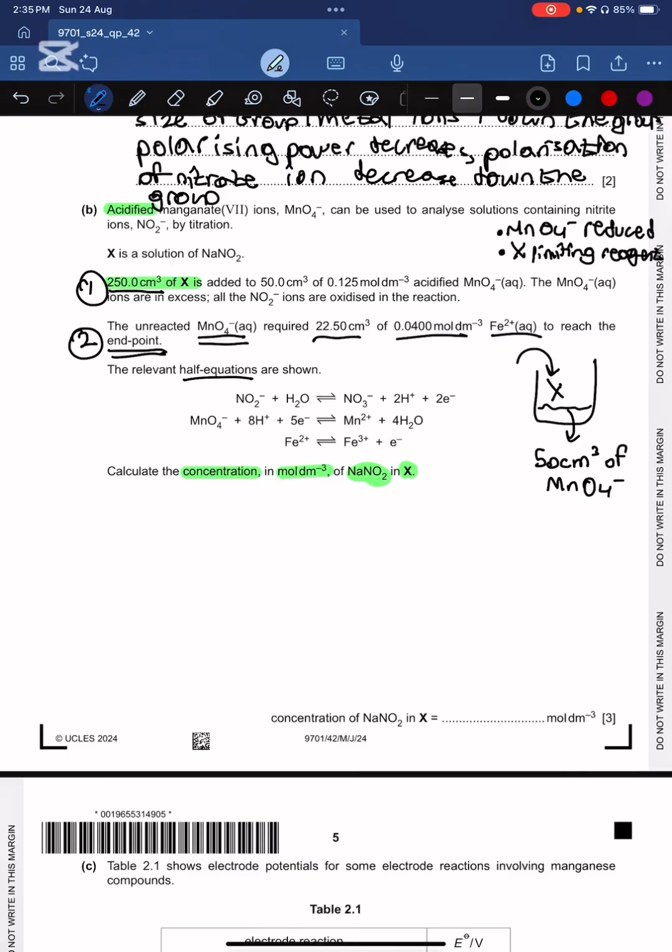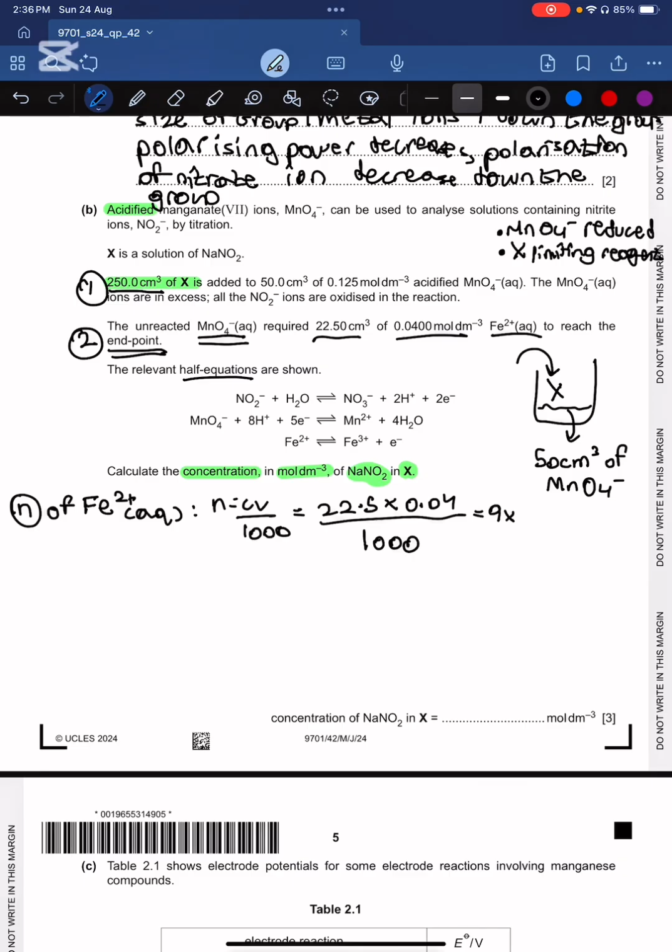Let's start backwards. Firstly, let's calculate the moles of Fe2 plus. This will make sense in just a moment. Number of moles of Fe2 plus equals... now you should know the formula. n is equal to Cv over 1000, which means 22.5 times 0.04 divided by 1000 will make 9 into 10 to the power minus 4 moles. Now I have found the moles of Fe2 plus.